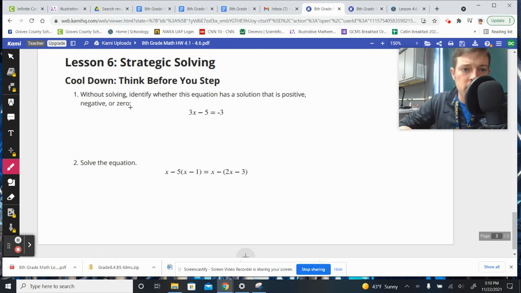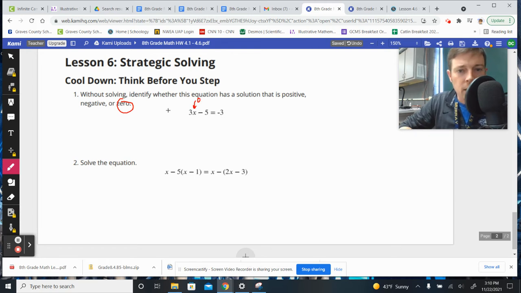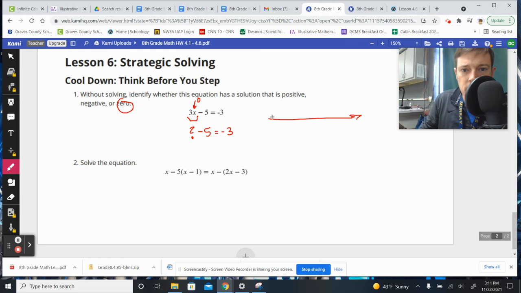One of the first things I would recommend checking is to see if zero works. If I put 0 right here and I multiply 3 times 0, I get 0. And that would just leave me with -5 equals -3. 0 doesn't make this true when I plug it in there. So if 0 doesn't work, what kind of number minus 5 would get me to -3? You might have to visualize the number line.